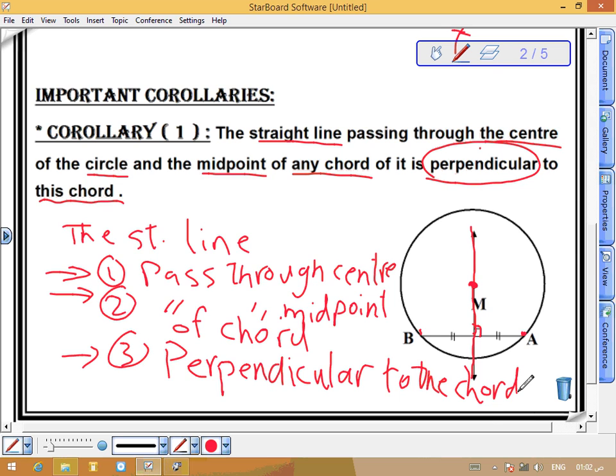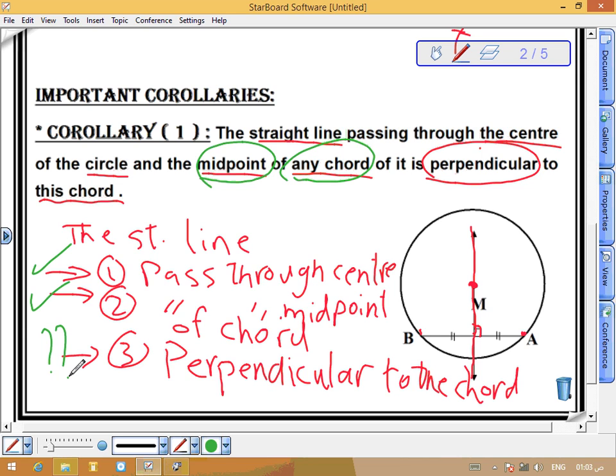I want to note that in the first corollary, it started with that the straight line passes through the center of the circle. So the first point is given, and it is passing through the midpoint of any chord. So the second point is given. So the result will be it is perpendicular to the chord, and it comes as a complete or choose in many exams.